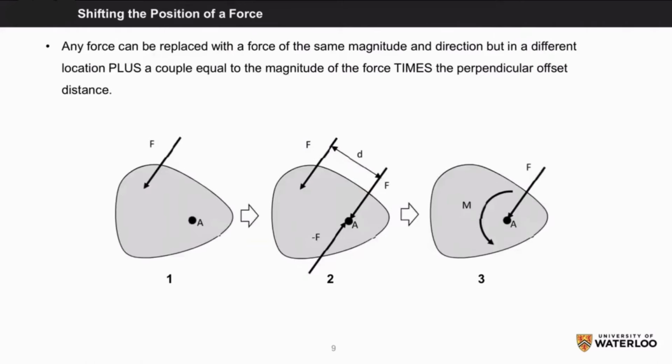To recap the principle as applied in the graph, we see that our new force, F, in the second figure is of the same magnitude and direction as the force in the first figure, but in a different location. The added couple is this set of F and negative F, which, if multiplied by the perpendicular offset distance, can then be replaced by a moment, as shown in figure 3. Alternatively, this can be represented by the equation M equals F times d.